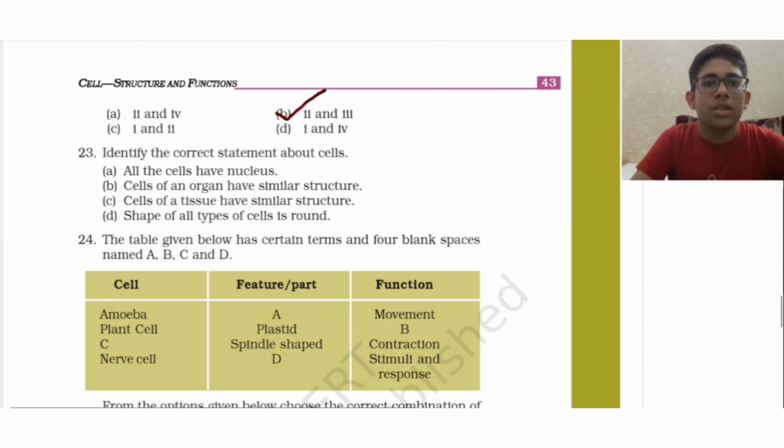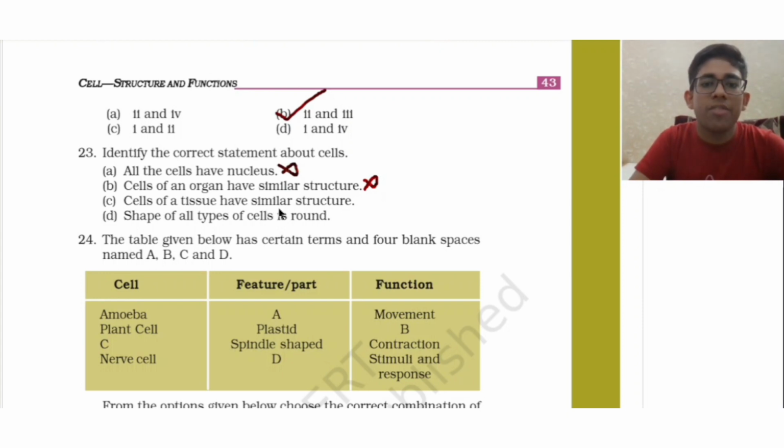So first option is all the cells have nucleus. This is incorrect because we have learned that prokaryotic cells do not have nucleus. Second option, cells of an organ have similar structure. This is also incorrect because, for example, if we take stomach cells, then we have different types of cells, for example chief cells, peptic cells, etc. So this is also incorrect.